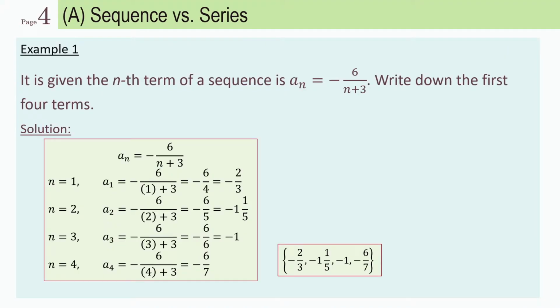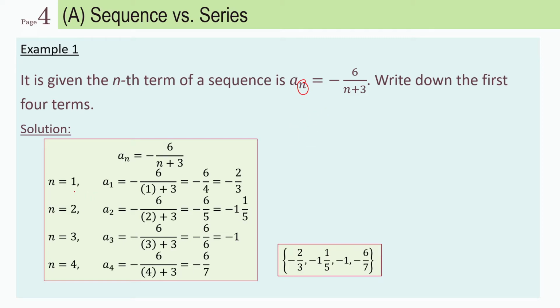Okay, now let us look at example 1. It is given that the nth term of a sequence is a_n equals negative 6 over n plus 3. Write down the first 4 terms. If you notice here, we have one variable, a, but the controller over here is not the a, but actually the n. So n is the one that is going to change according to the increasing integers.